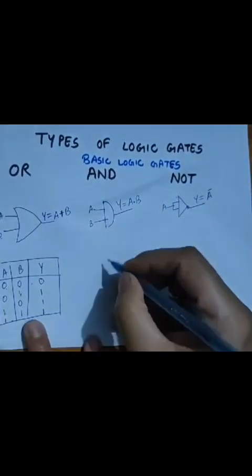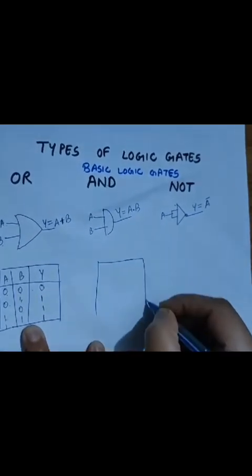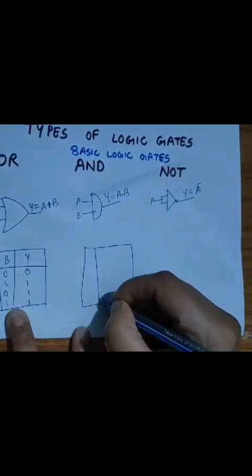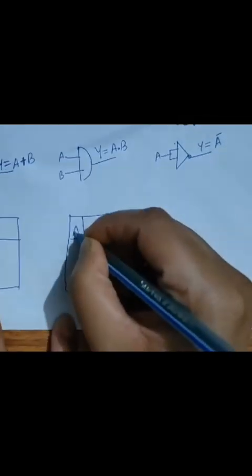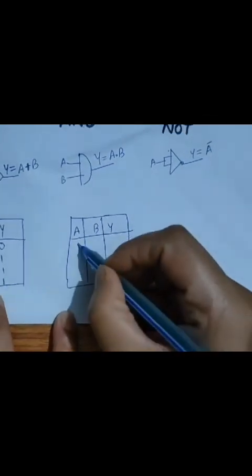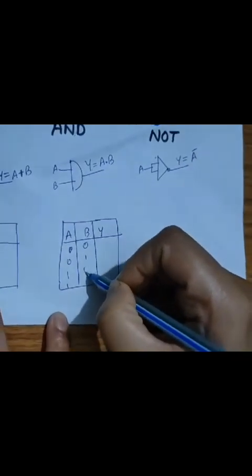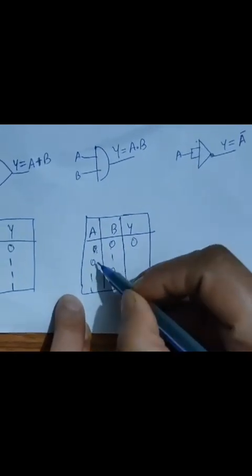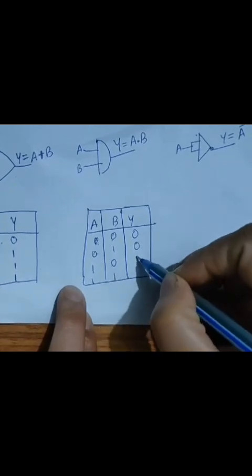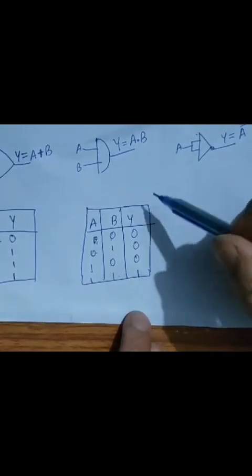And now we'll plot the truth table for the AND gate. A, B, Y. So 0 0 1 1, 0 1 0 1. 0 dot 0 is 0, 0 dot 1 is 0, 1 dot 0 is 0, and 1 dot 1 is 1. So in this, a high output is obtained only when both A and B are high, they are 1. Therefore, only when both are high do we get a high output.